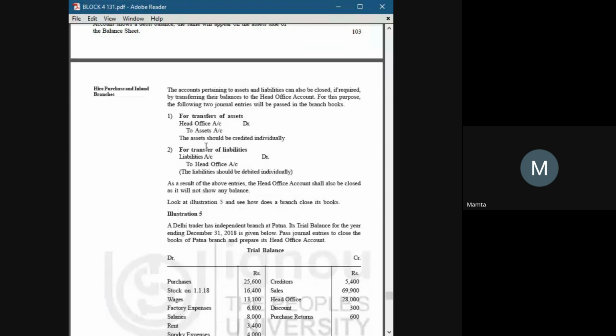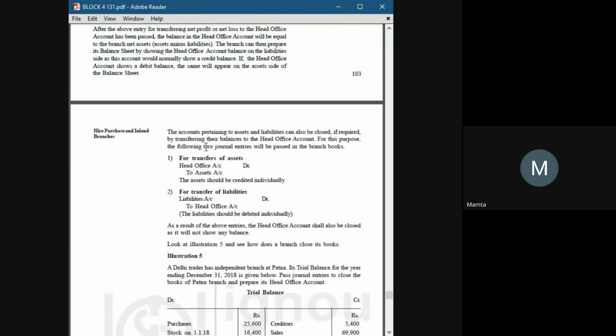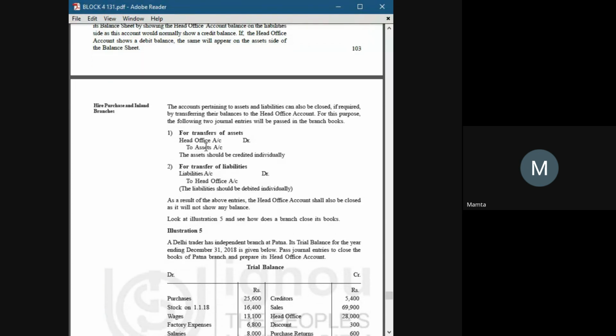Sometimes, when we transfer the assets and liabilities to the head office, the entry for the assets is head office account debit to assets account, and for the liabilities, the entry would be liabilities account debit to head office account.